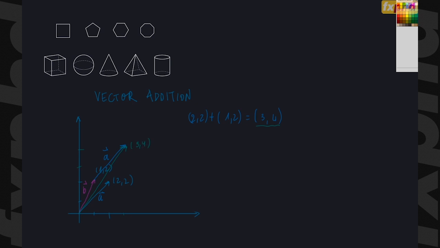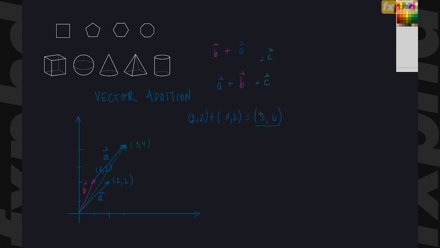And the same thing is true if I do it the other way around, because if I write it down, A plus B gives the vector C, but B plus A gives the same vector C.